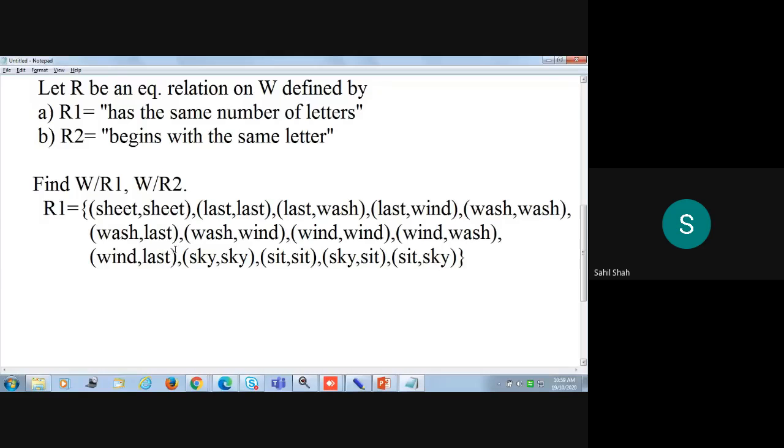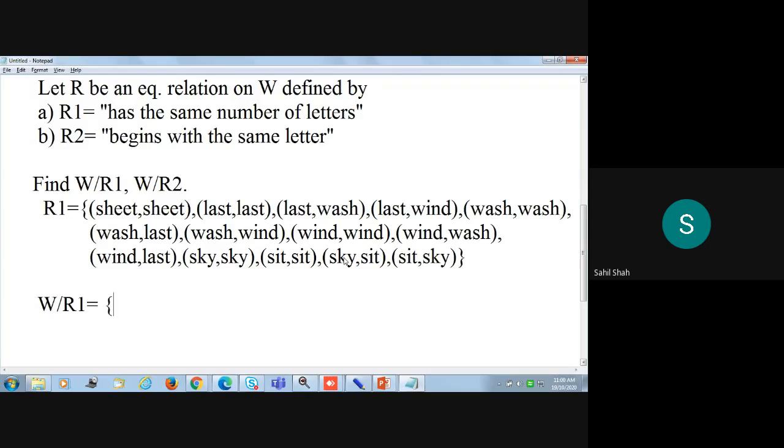Let us cross check for transitivity. So last comma wind, wind comma wash. I am taking randomly A comma B, B comma C. It should have a pair last comma wash. So do we have the pair last comma wash present? Yes, this pair is present. So indeed, it is satisfying all the three. This R1 is an equivalence relation that is already given. Okay, for your information, we have taken this. And now we have to find the partition.